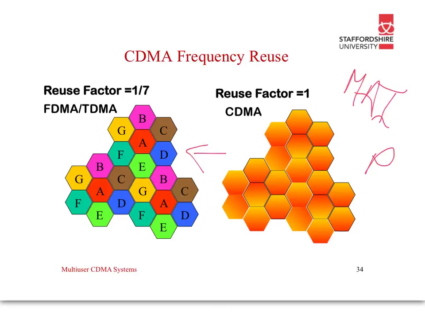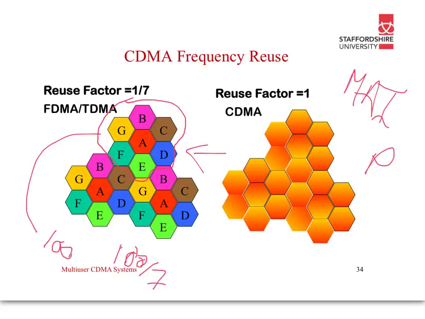Compare this to the reuse factor for frequency and time division multiple access, where we've got 1 in 7. We've got 1 in 7 here because we have a cluster of 7 cells. Then the channels used in cell A are, if we have 100 channels, I should have used a better number, but we've got 7 channels. So in here, 100 over 7 channels can be used in each cell.